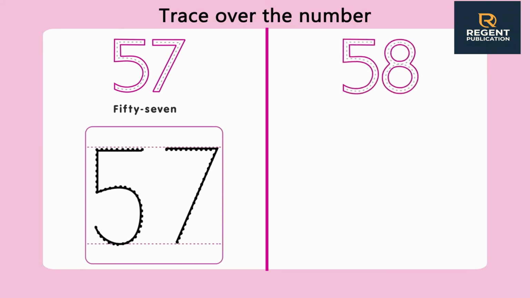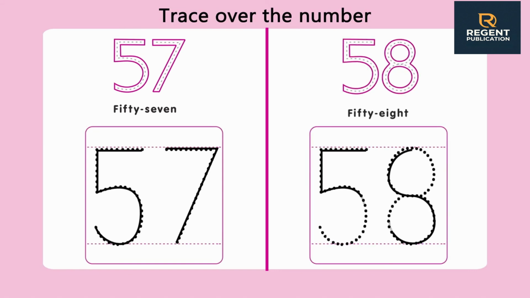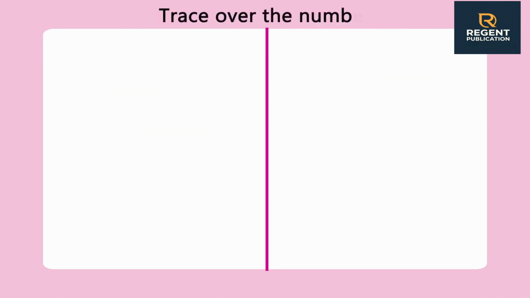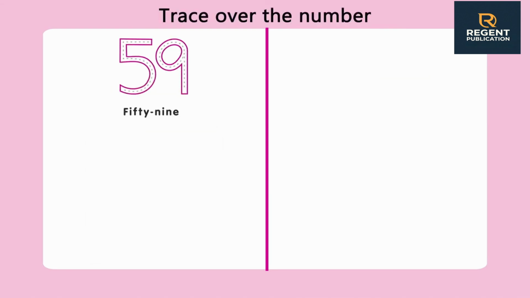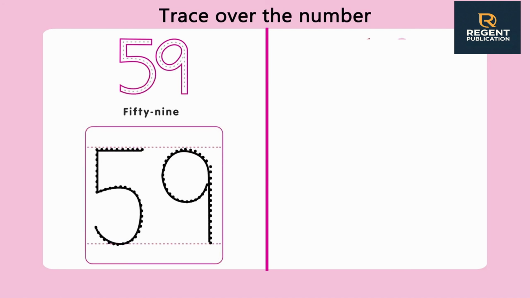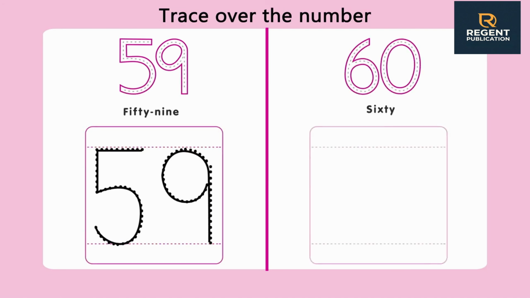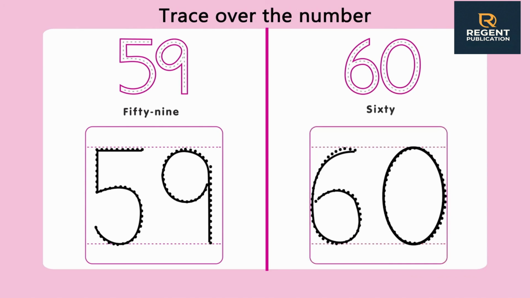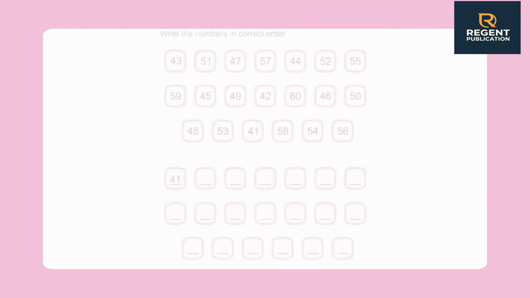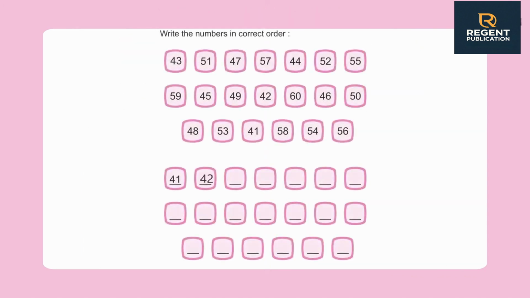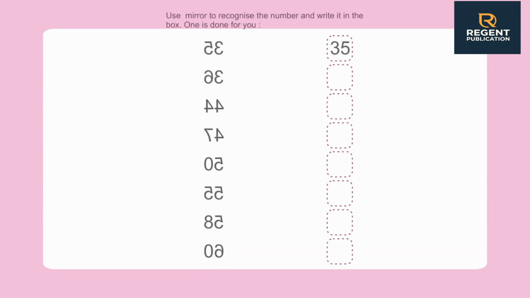Trace over the number 58. Trace over the number 59. Trace over the number 60. Write the numbers in correct order. Use mirror to recognize the number and write it in the box. One is done for you.